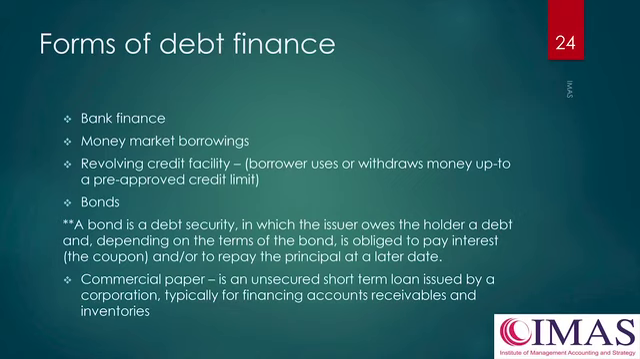And we also have bonds. A bond is a debt security in which the issuer owes the holder a debt and, depending on the terms of the bond, is obliged to pay interest at the coupon rate and/or repay the principal at a later date. So a bond basically is just a piece of paper in which the issuer of the bond is acknowledging that they have an obligation to make certain interest payments as well as principal payments later on.